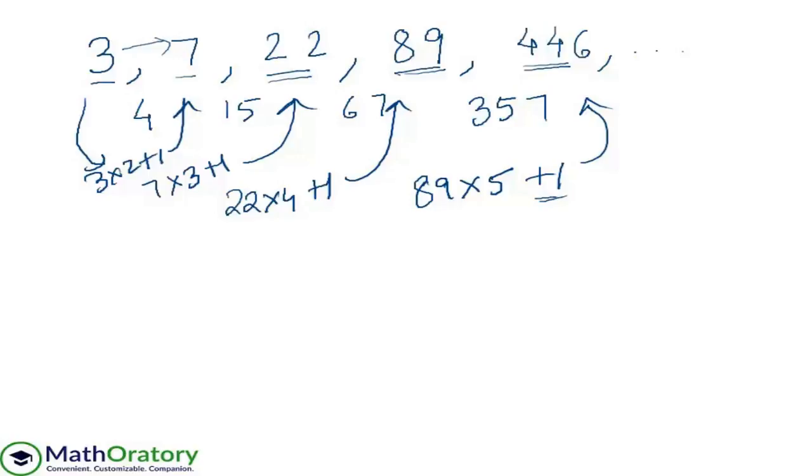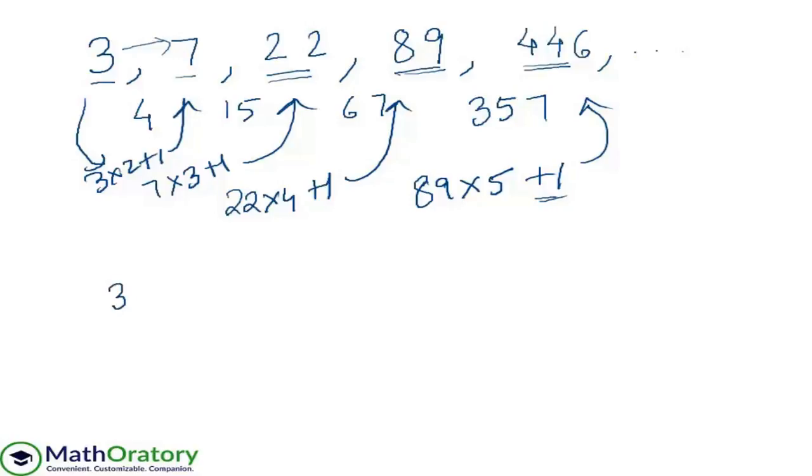So in this case, I say 89 and 446. Start with that, because 89 into 5 is close to 446. No other multiple of 89 is close to 446. Same thing with 22 and 89: 22 into 4 is close to 89. Nothing else is very close to 89. So once you use this idea, these kinds of series would definitely be helpful.